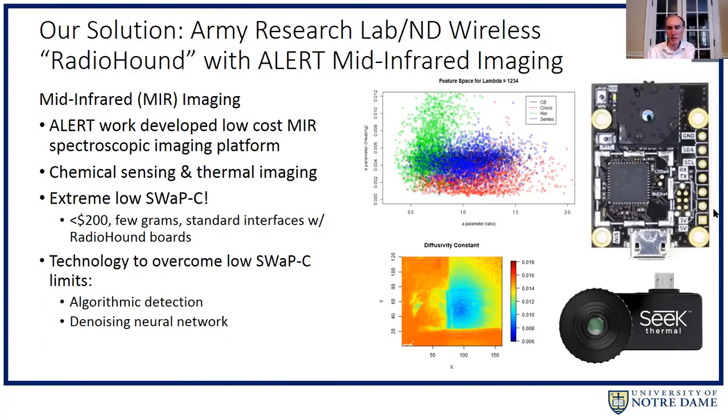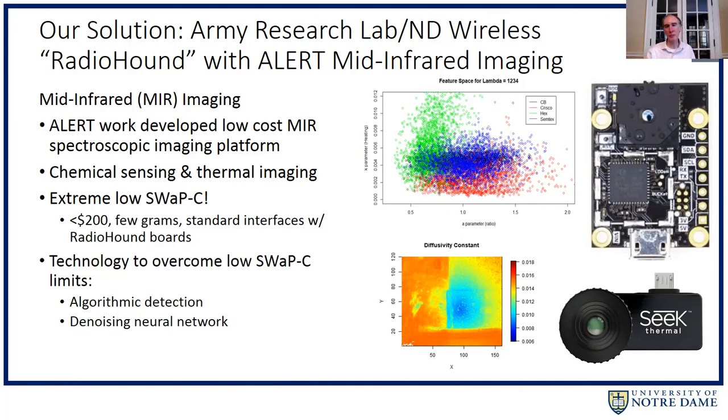So ALERT developed this technology where low-cost, under $250, under $200, thermal imaging systems based on vanadium oxide microbolometer arrays could be used for chemical signature detection, but also just for general thermal imaging. And so these become very low weight, low power, low cost sensors that are perfectly suitable to be implemented with this Radiohound distributed network.